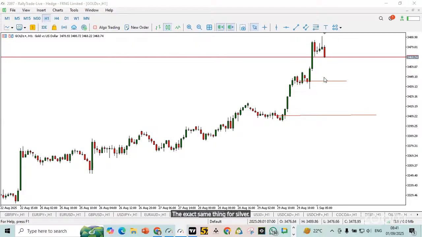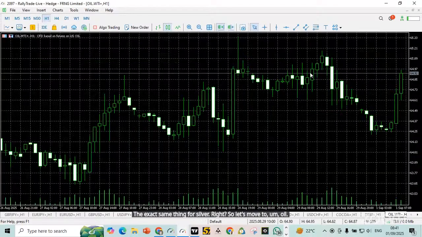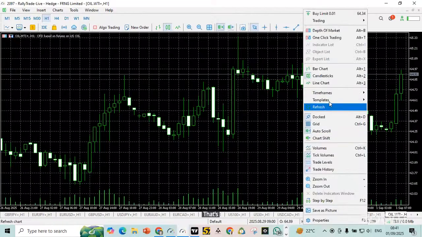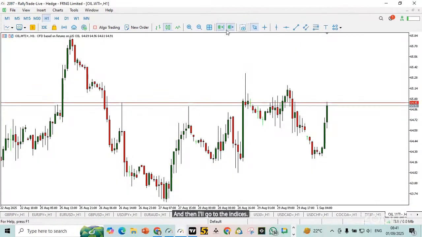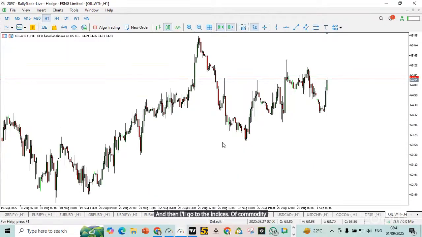So let's move to oil. Let's go to the chart of oil, and then I'll go to the indices. Some people love commodities. What can we see on the chart of oil? Has it changed character? Is there something like a break of structure and all of that? Yes, there is. Currently we should be thinking more of a buy than a sell.